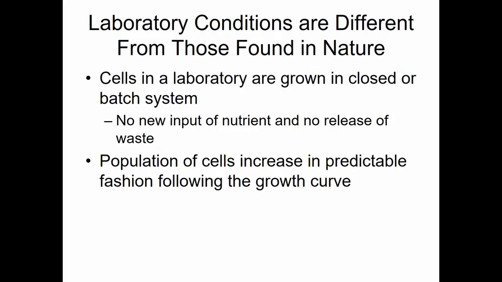So when we grow cells in the lab, we've done this already. Remember, we streaked them on that little plate, okay? That plate is considered to be a closed system. It's also called a batch system, okay? There's no new input of nutrients on that petri dish, okay? That agar is set. When the agar has no more nutrients, the nutrients are gone, the organisms are dead.